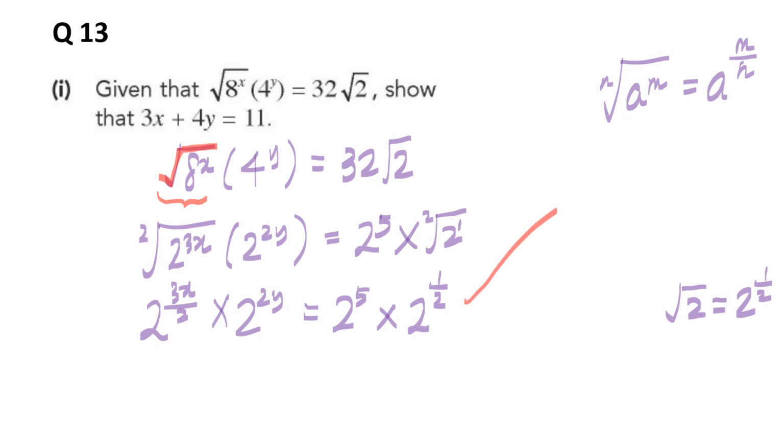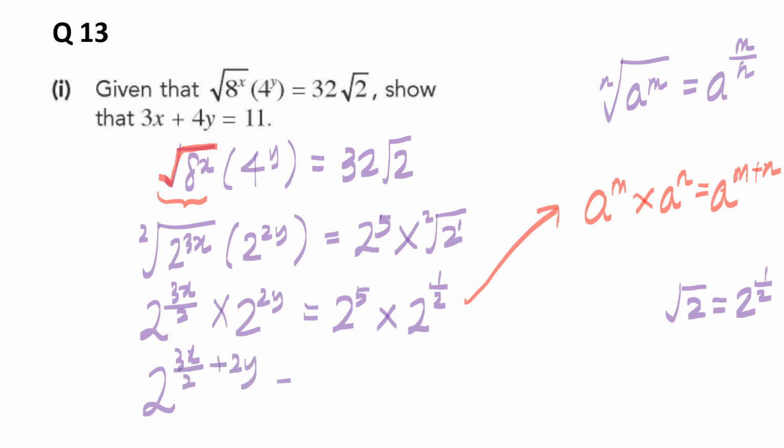From here, recall, which rule can we use? Of course, this one: a to the power of m times a to the power of n gives us a to the power of m plus n. So that gives us 2 to the power of 3x over 2 plus 2y equals 2 to the power of 5 plus half. 5 plus half is 5 and a half, not 5 times half. We have the same base, so what do we do with the power? We equate them.